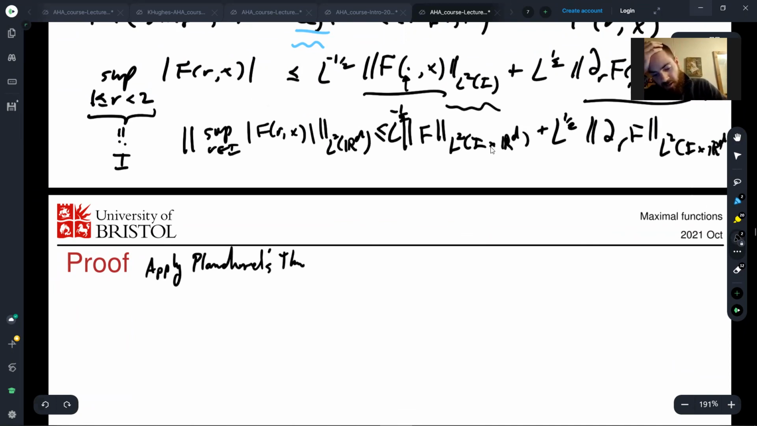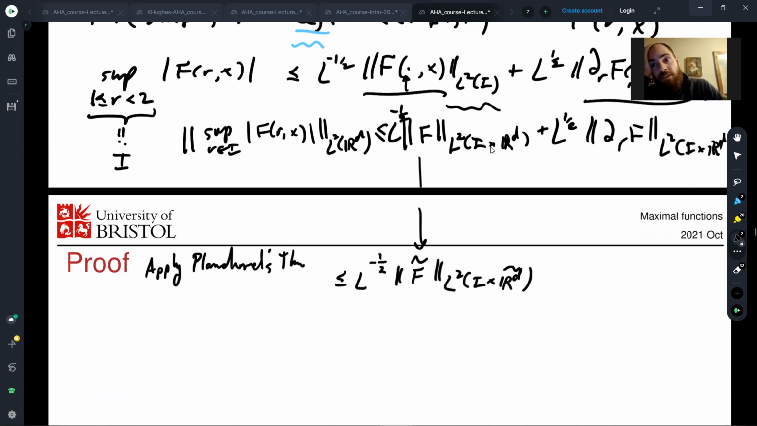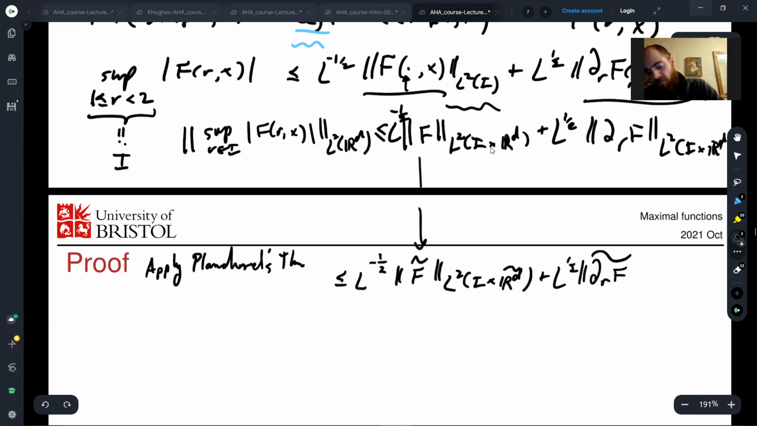And so this is actually the Fourier transform of L2 of I cross R^d. And I'm going to write R^d twiddle. I'm just doing the Fourier transform in the x variable here. I'm not doing it in the r variable. And similarly on the other side. So I'm taking the Fourier transform of the derivative of f, but only in the x variable.